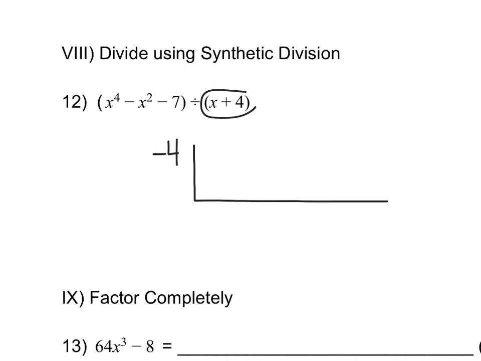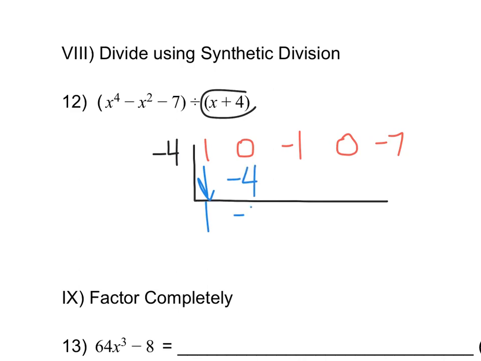In this case, I have 1 x to the 4th. There is no third power, so I have to remember to put in a 0 as a filler. Negative 1 x squared. There is no x, so I have to put a 0 in as a filler, and then a negative 7. Step 1, I bring down my 1, and then I just multiply, fill in the spot, and add. 1 times negative 4 is negative 4, and I add.